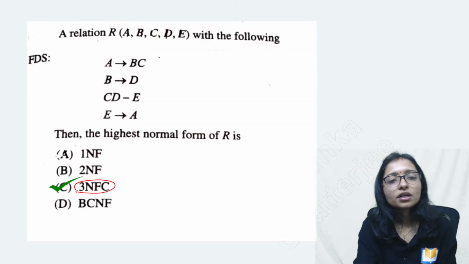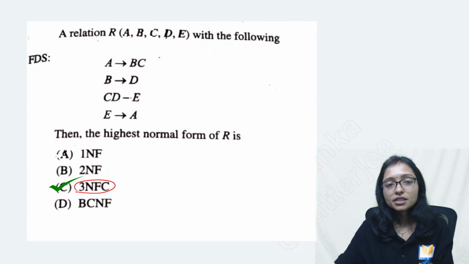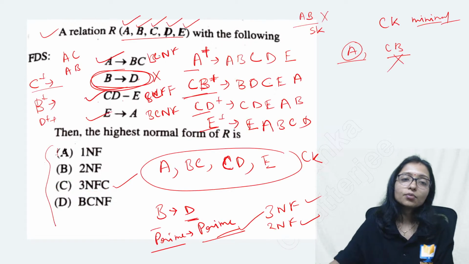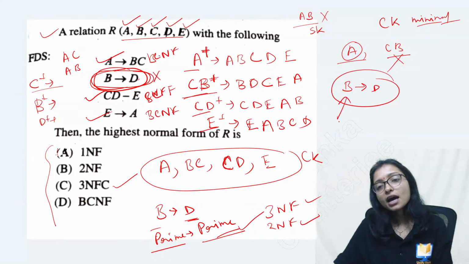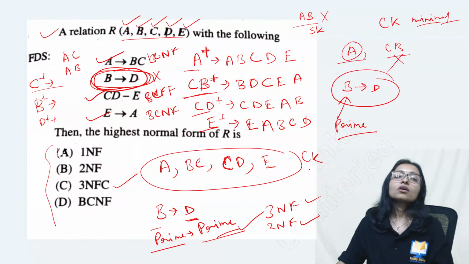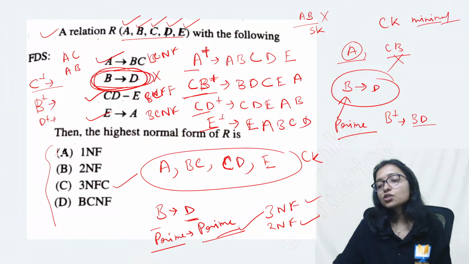BCNF? No, it is not in BCNF. How? It is in 3NF because it is creating a problem, right? In the previous question, B implies D is creating a problem. B implies D, B is not a candidate key. Only B cannot determine everything. If you compute the closure of B, you get B, D, and nothing else.